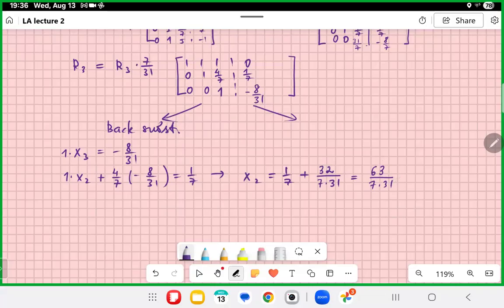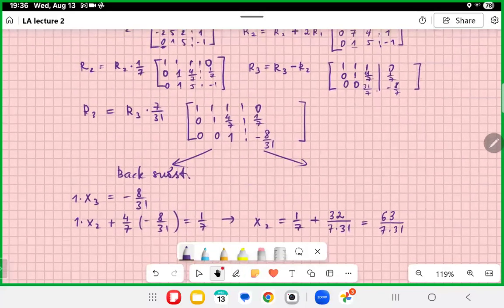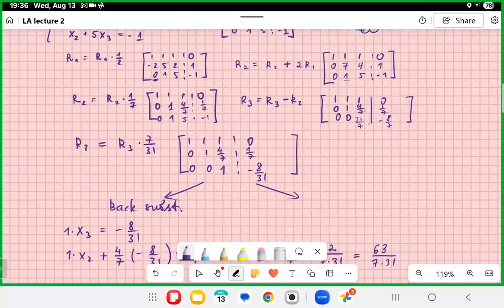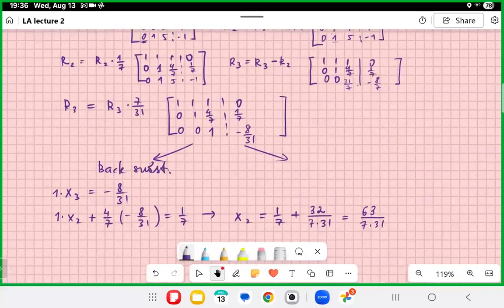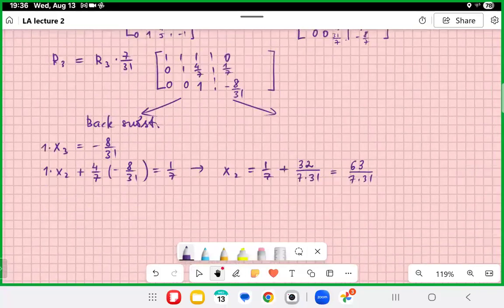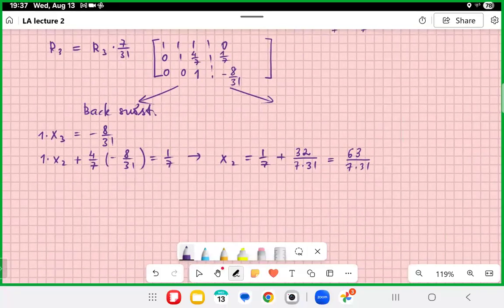Doesn't look very nice to me. Probably happens because I made a mistake somewhere earlier. Not supposed to be that. Maybe I'm missing a minus somewhere. Let me double check. Because definitely this is way too complicated for the final answer. I need to check it. Give me a second.